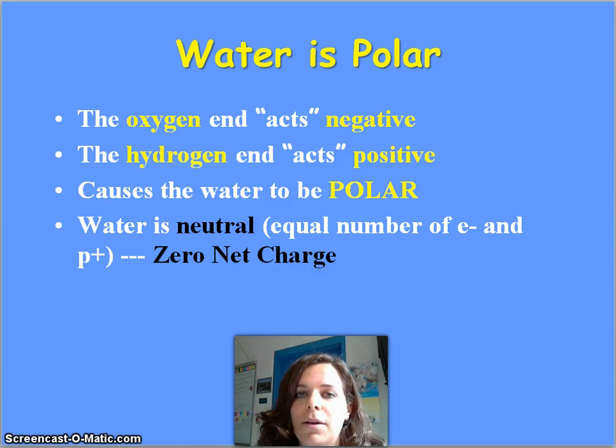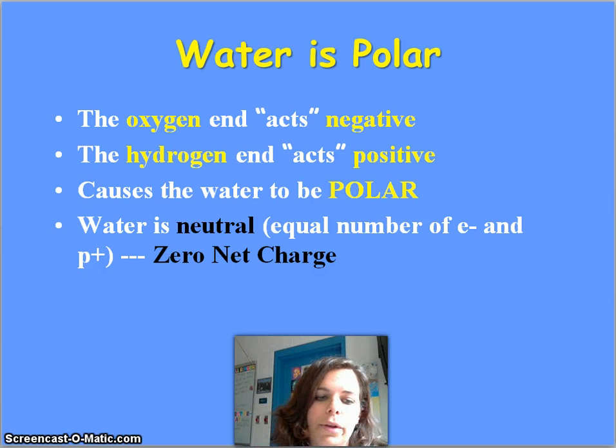Second important thing to know about water is that it's polar. The oxygen end of water acts like it has a negative charge because it pulls the electrons over to it really closely, while the hydrogen end acts like it has a positive charge because the electrons are pulled away from it. And this causes the water to be polar, meaning it has these negative and positive ends. However, water itself is neutral, meaning it has 0 net charge. It doesn't have a charge like an ion does, but it is a polar molecule.